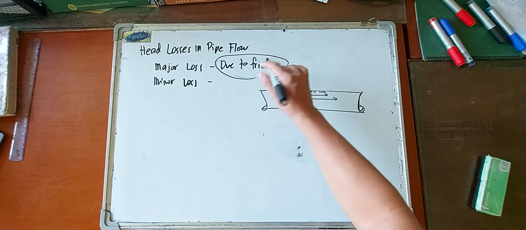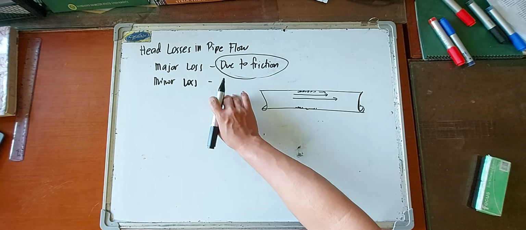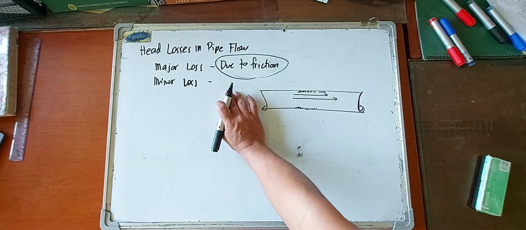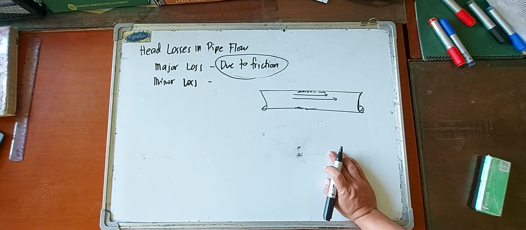Ito yung medyo madugo kasi we have formulas, derived formulas to solve for the major losses. Ganun din naman sa minor loss, but that would be easier. Okay, ano yung mga minor losses? No? Minor losses caused by the following. Due to contraction of cross-section.